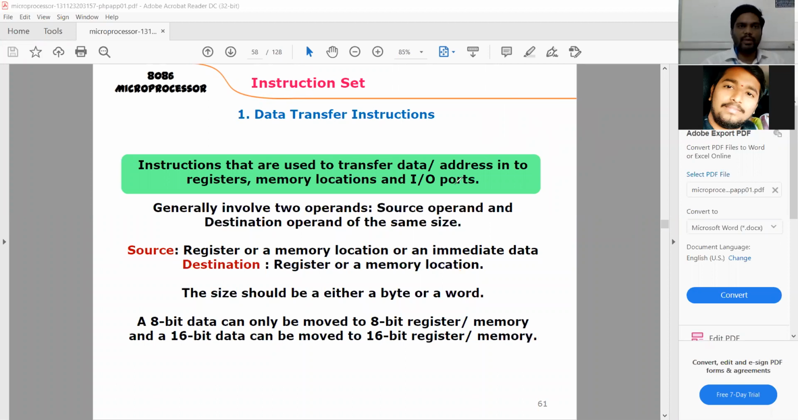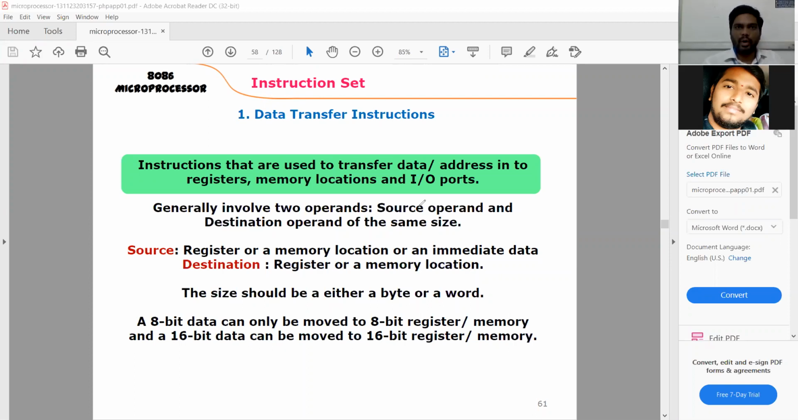Let me rewind those points here. The data transfer instructions are used to transfer the data or an immediate address to either registers or memory locations or IO ports. Generally these instructions will have two operands.